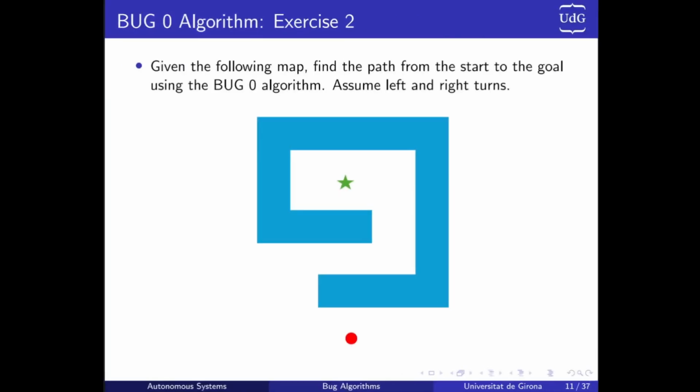What happens here? Let's try to do the same here. I don't remember which is the one that works better. I will start with the red one. Here we move towards the goal, and the sooner that we find an obstacle, we start moving around the obstacle.